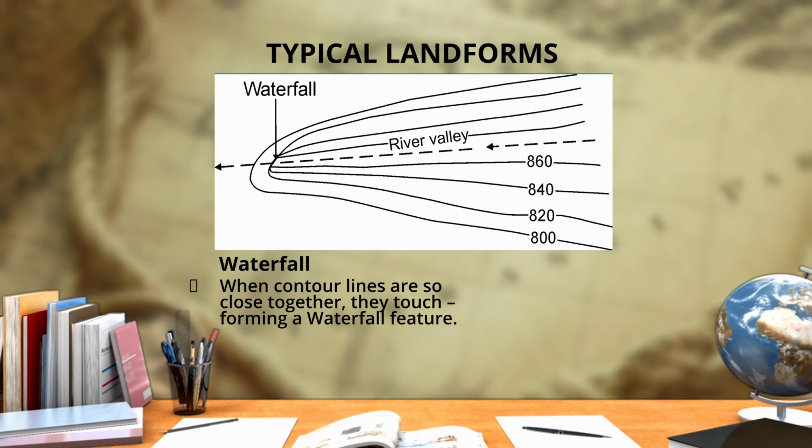When the contour lines are so close to each other that they are even touching each other, they form a waterfall. Then we have a valley.